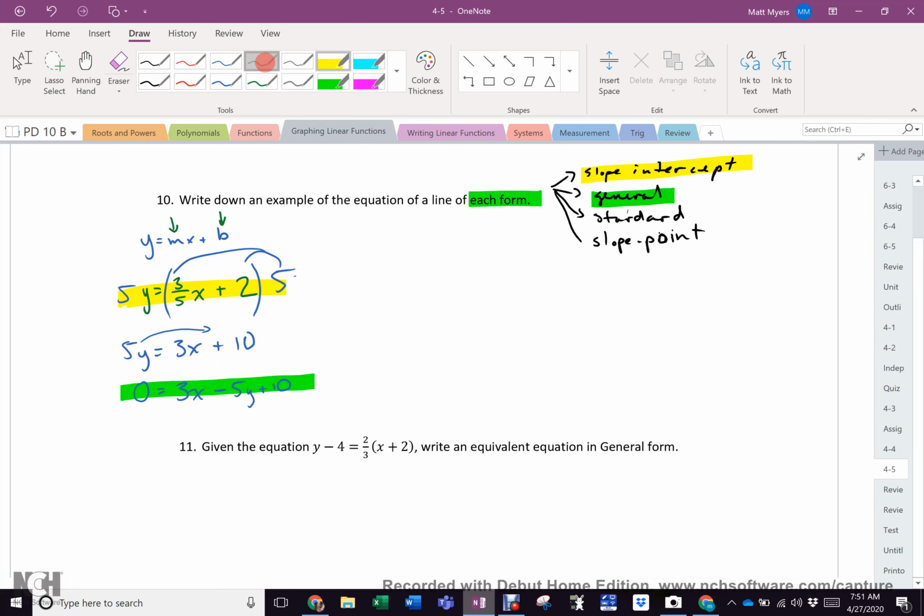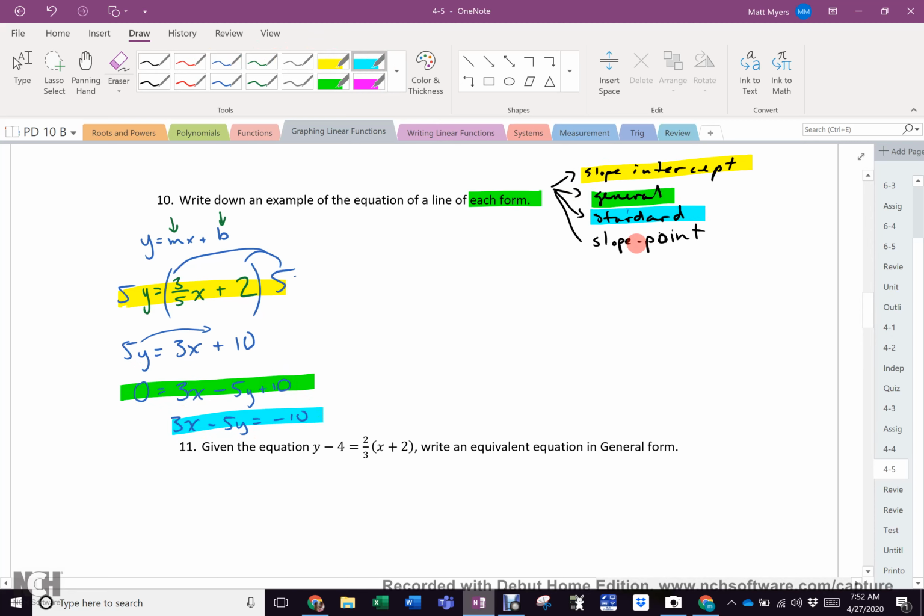I've already got slope-intercept. Now, general form's ugly cousin, standard form. All I got to do is, it doesn't equal 0. This is by itself. So it's going to be 3x minus 5y equals negative 10 when I move that negative 10 over. There is standard form.